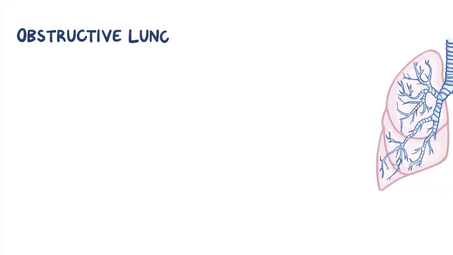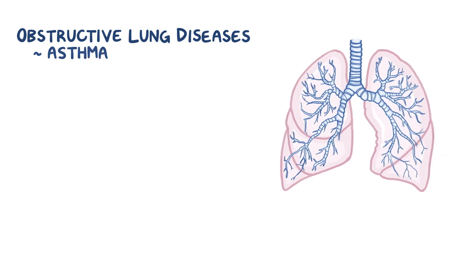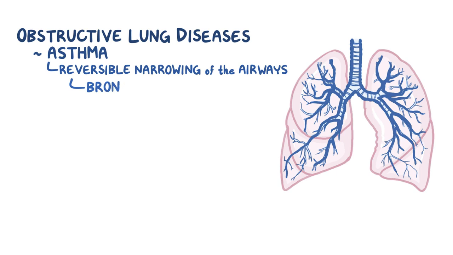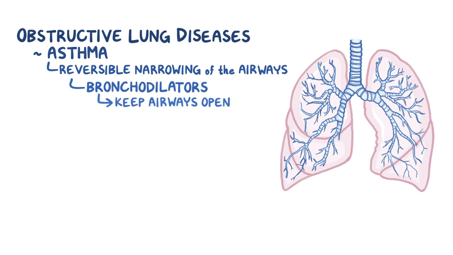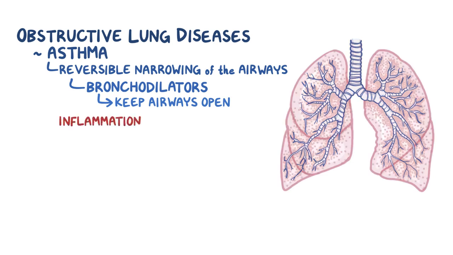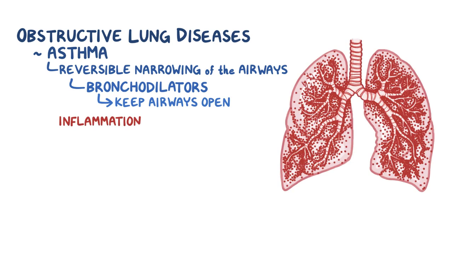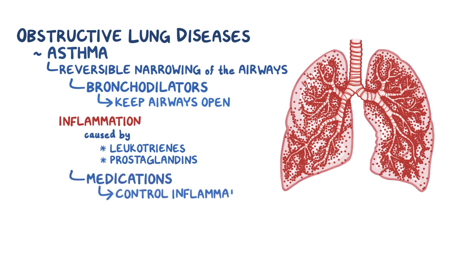In obstructive lung diseases like asthma, where individuals suffer from reversible narrowing of the airways, medications like bronchodilators are helpful in keeping the airways open. But most of the time, narrowing of the airways actually occurs as a result of inflammation and excessive release of various inflammatory chemical mediators like leukotrienes and prostaglandins. So to effectively manage the disease, it's important to give medications that will control the inflammation.